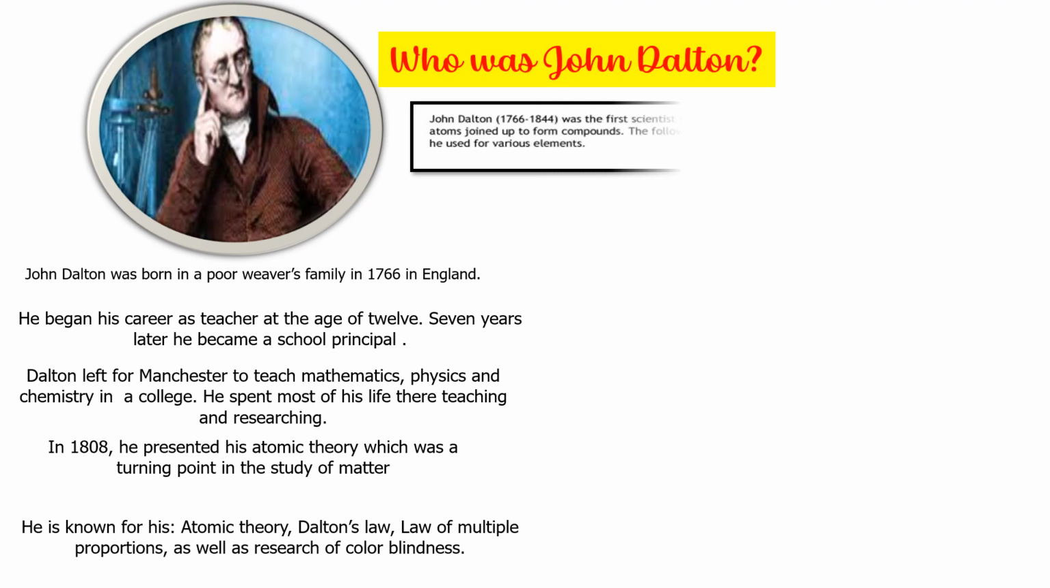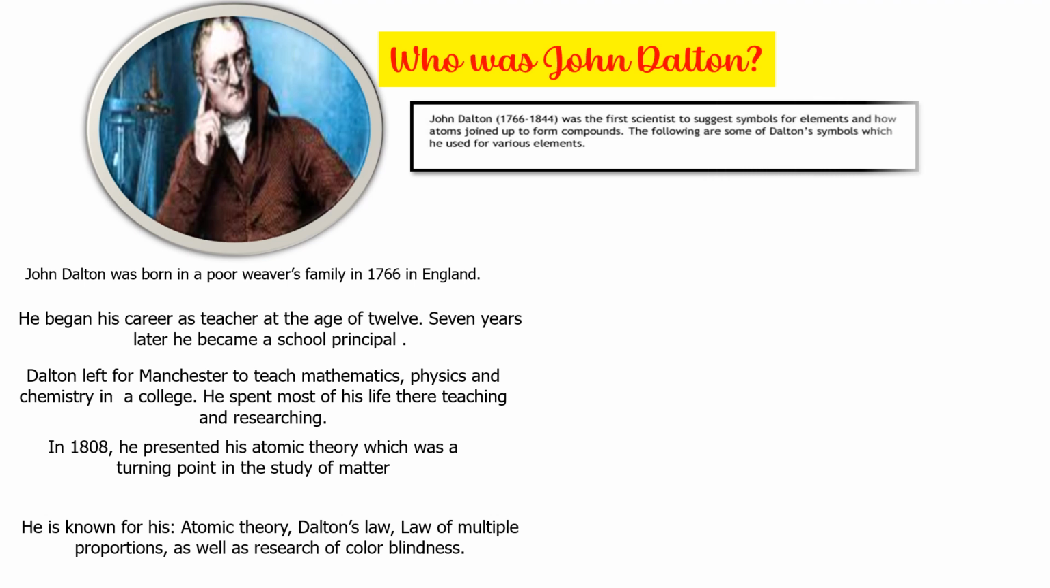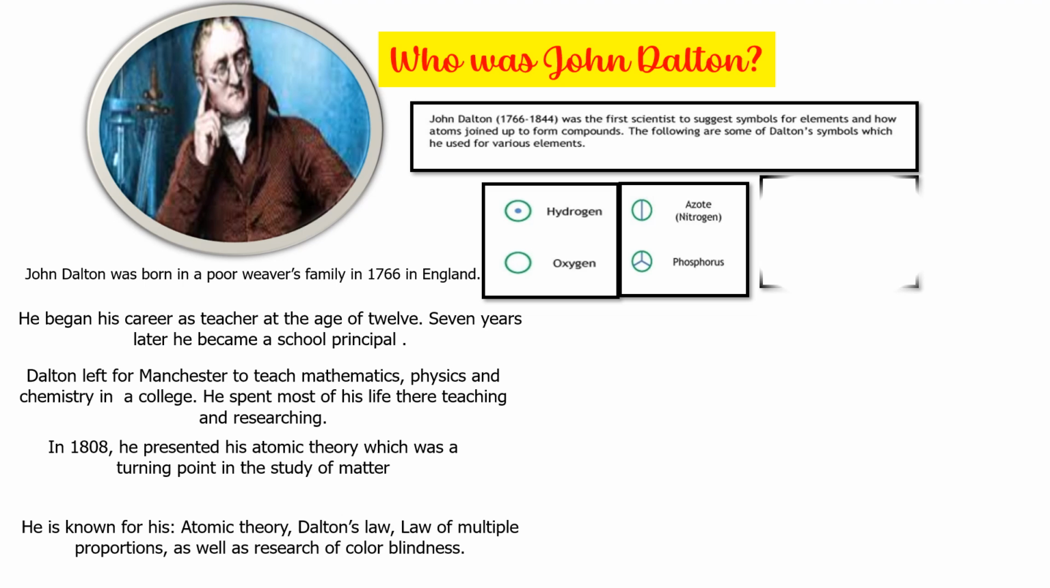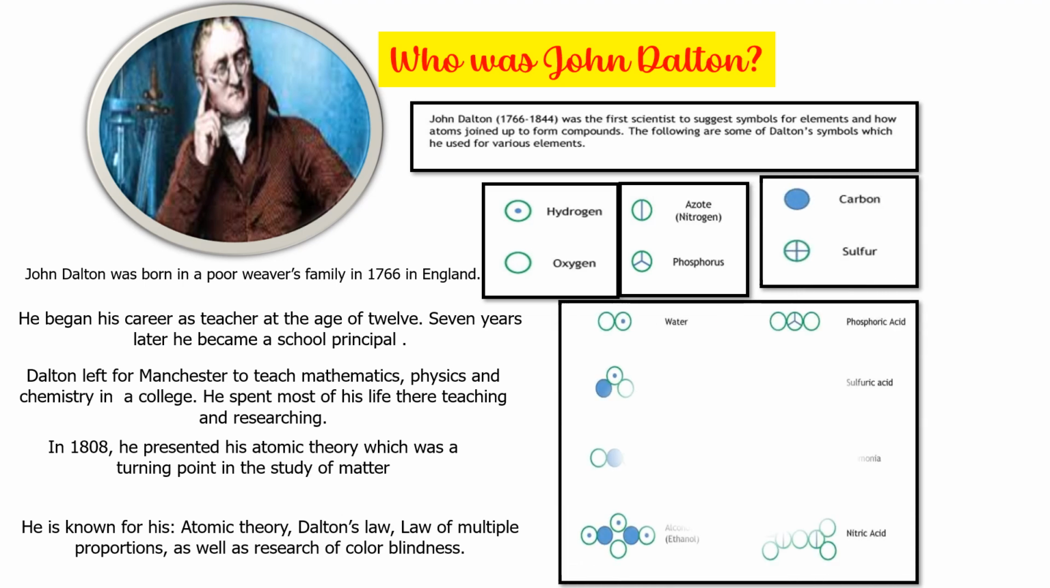Below are some of Dalton's symbols which he used for various elements like hydrogen, oxygen, nitrogen, phosphorus, carbon and sulfur. And he also showed how atoms combine to form compounds. These are some compounds which he suggested. Atomic theory was proposed in the early 19th century and laid the foundation for modern chemistry. So these are the main postulates of Dalton's atomic theory.